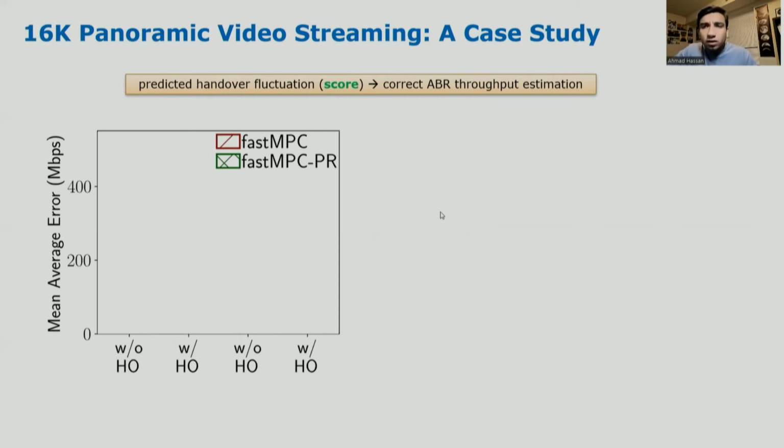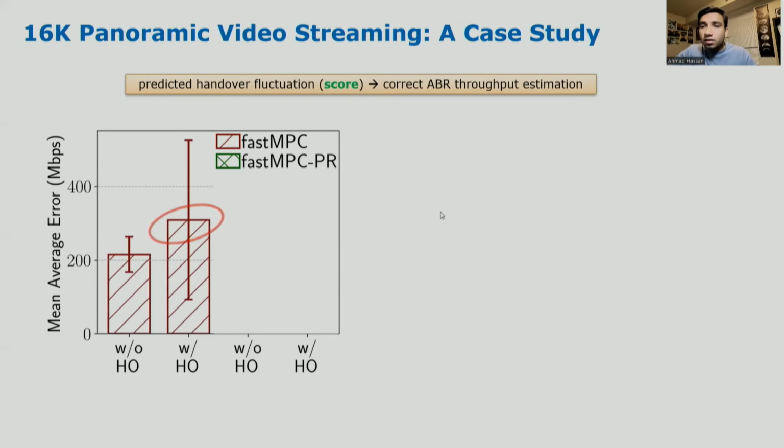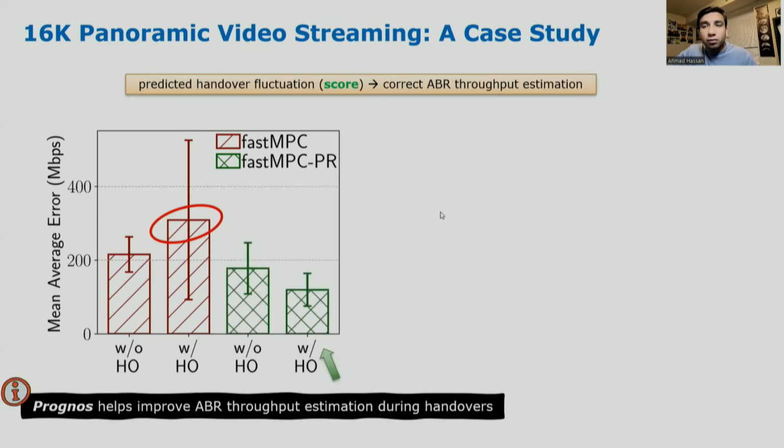To see why this works, we compare the performance of the original ABR algorithm and our modified ABR algorithm. On the y-axis, we have mean average error in throughput, which simply shows the difference between the throughput estimation of ABR and ground truth throughput. Here, we take Fast MPC as an example. Fast MPC PR is our modified version. As you can see, the throughput estimation of the ABR algorithm degrades when there are handovers. And Prognos helps improve the throughput estimation of Fast MPC.